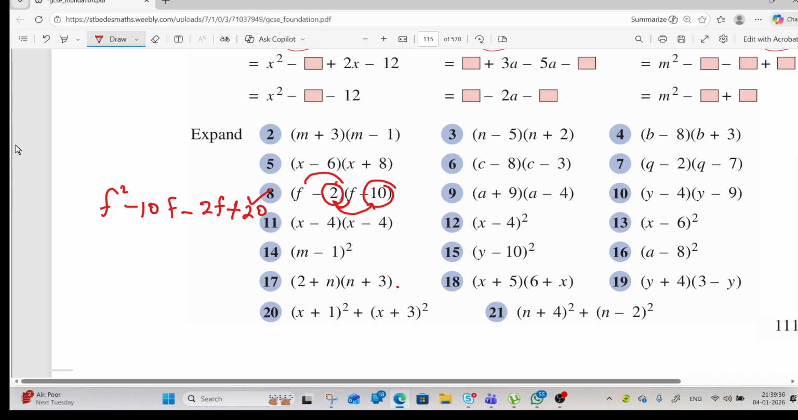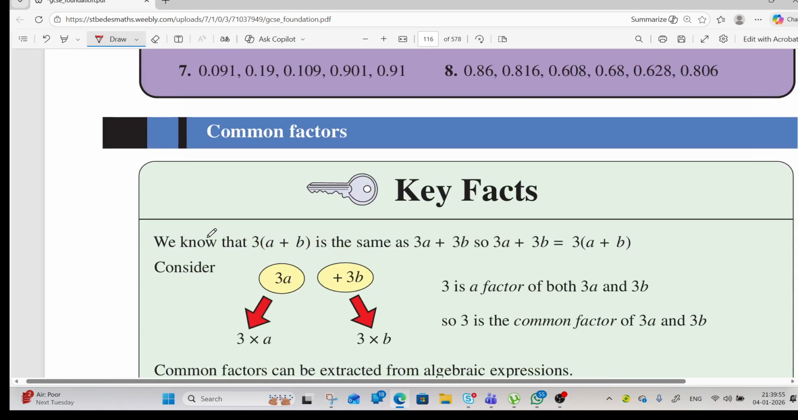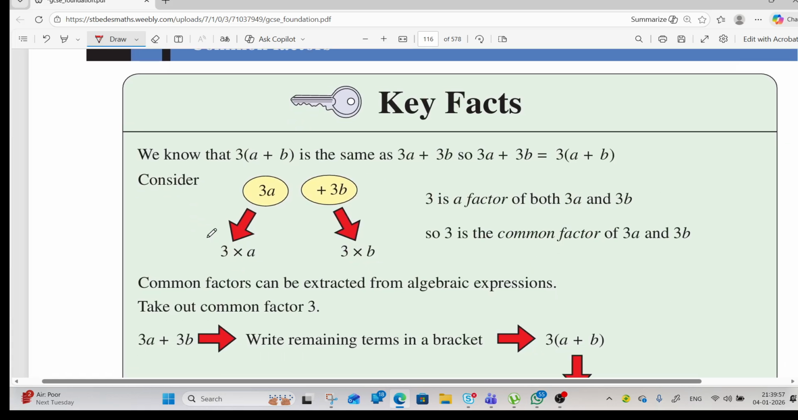Yes, next. What you need to find? 10f and 2f, yes, 12f. Negative 12f, right? Okay, very good. That's your answer. Now let's see how do we find common factors.